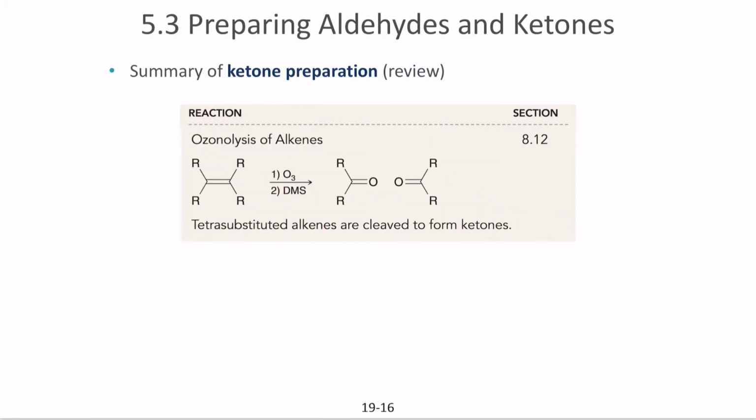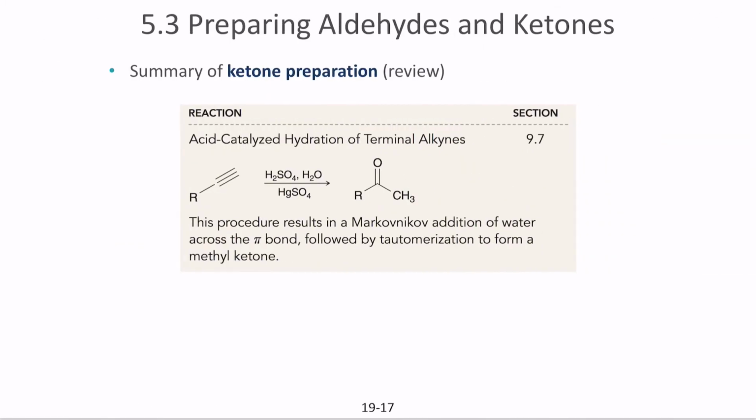Next is ozonolysis of alkenes. When you have alkenes that have multiple side chain groups on them, under ozonolysis they cleave the double bond and create ketone structures. Again, terminal alkynes with acid catalyzed hydrolysis give Markovnikov addition of water. So remember that anti-Markovnikov addition results in the formation of aldehyde, and Markovnikov addition results in the formation of ketone.